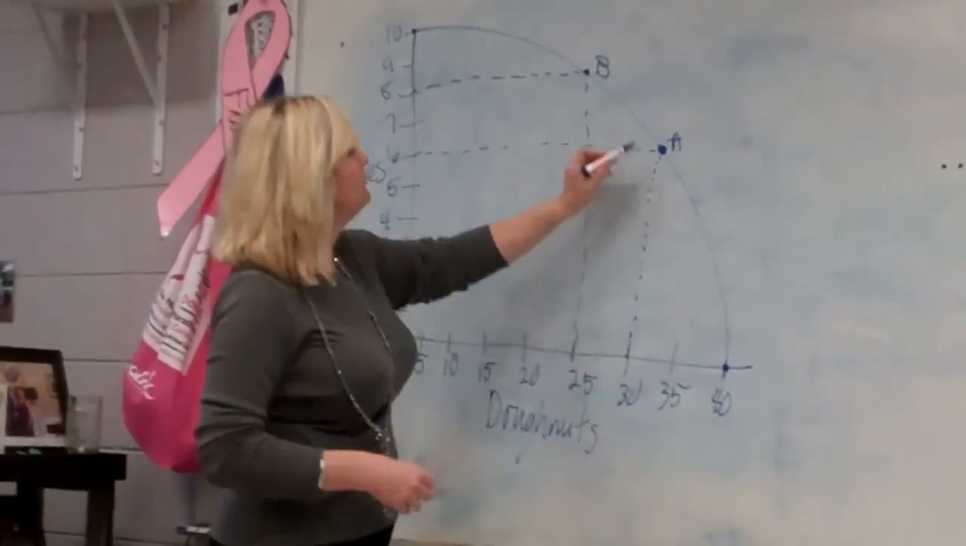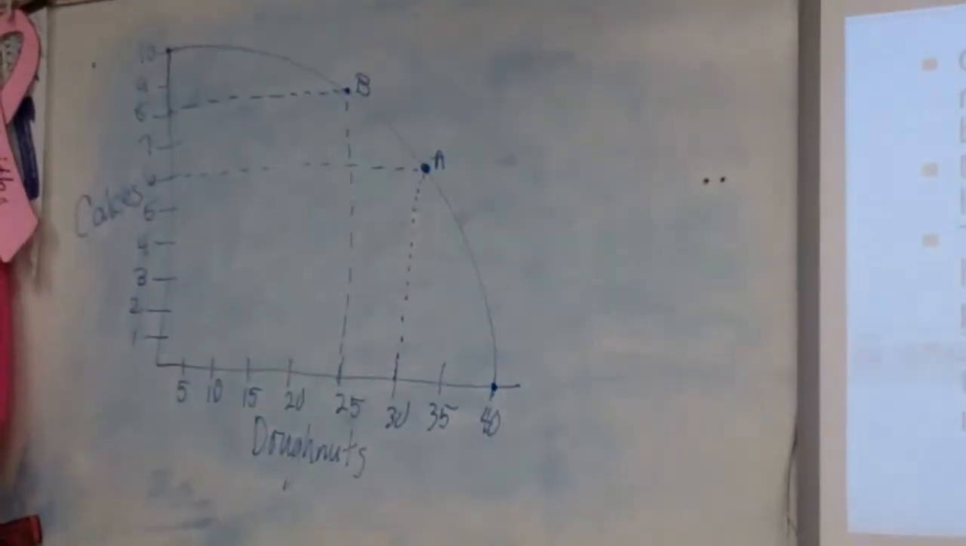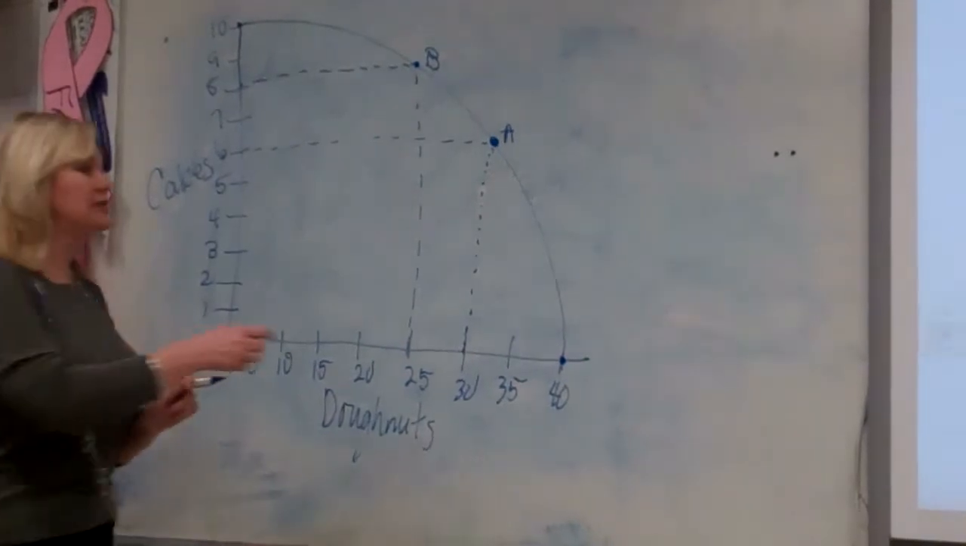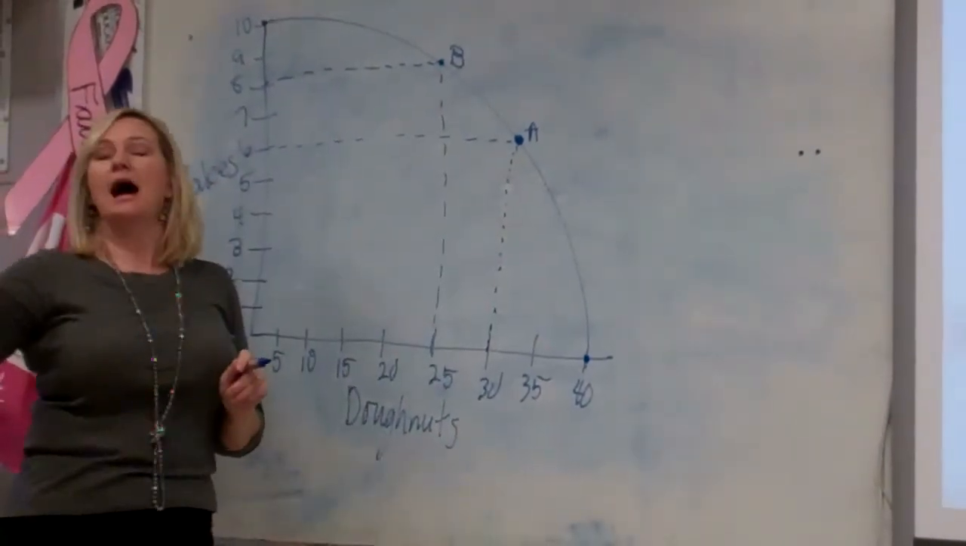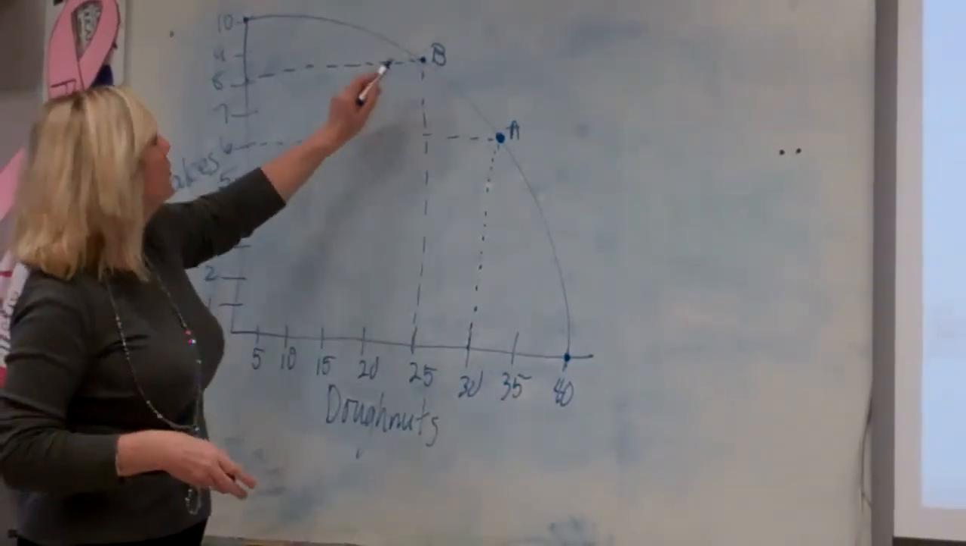Now, if I've moved from point A to point B, what did I give up? What was my opportunity cost? 5 more donuts. I gave up 5 dozen donuts in order to, what did I gain? 2 cakes. I gained 2 cakes. Does that make sense to you? So here's point A and point B.